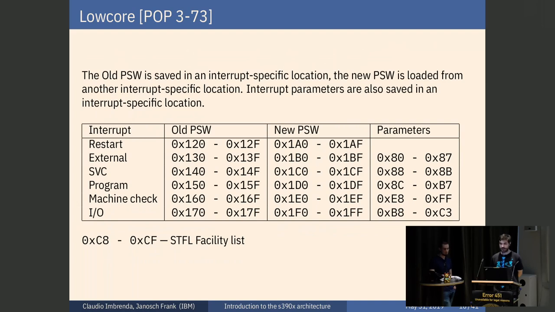So instead, we have a vector of return addresses. You save the old PSW, so the instruction pointer and all the flags, in an interrupt specific location. You load the new PSW from another interrupt specific location, so your interrupt vector, and the interrupt parameters are also saved in an interrupt specific location in memory. And here you can see exactly where in memory those things are saved or read from.